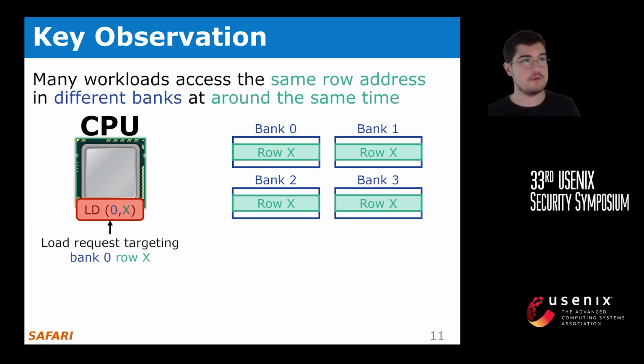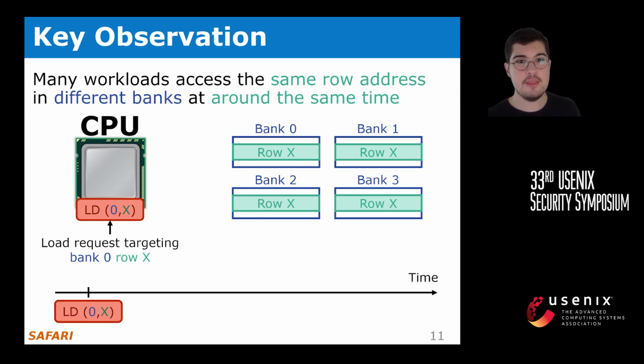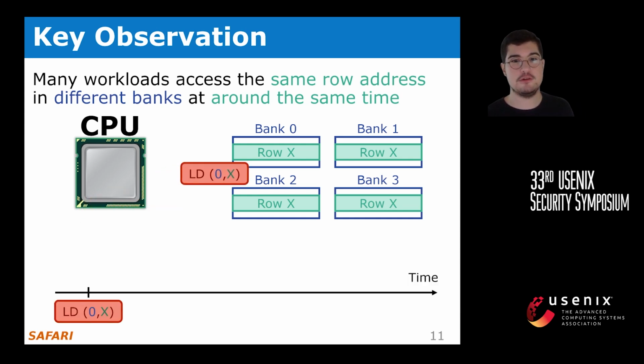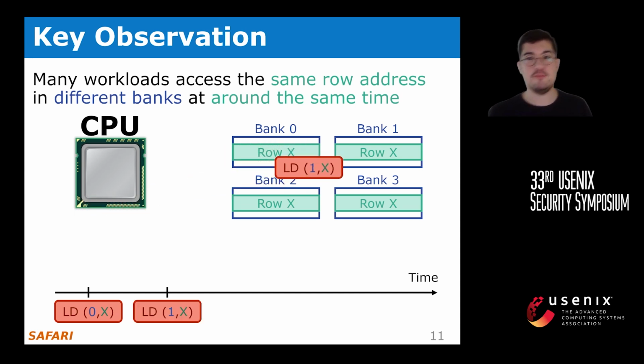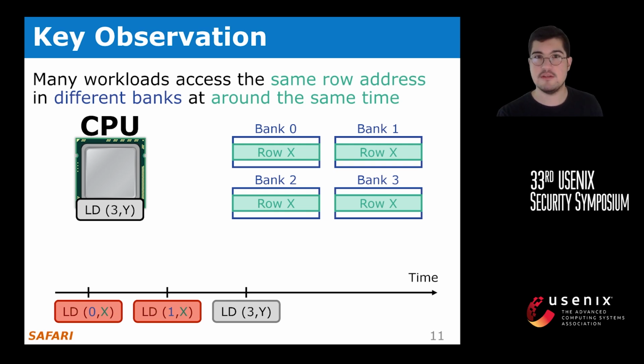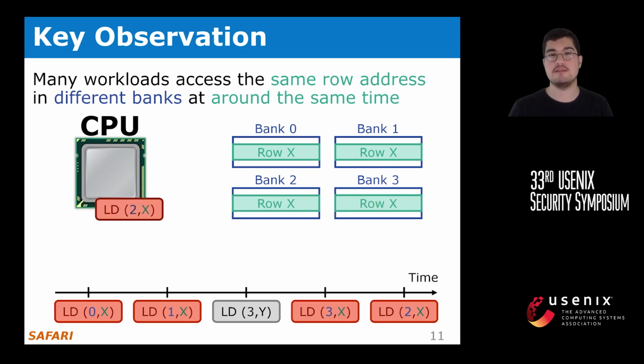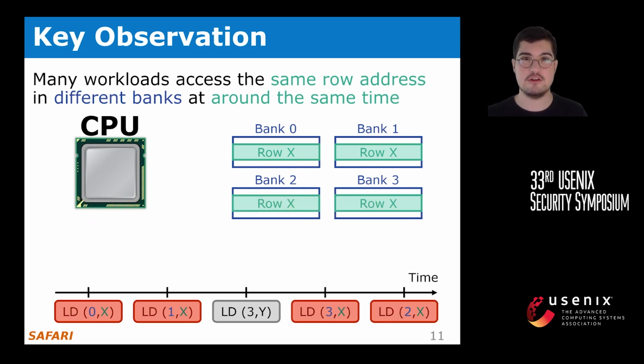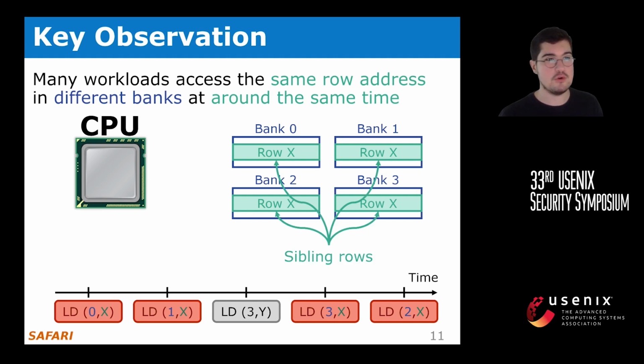A workload running on the CPU generates this load request that targets bank 0 and row X in the beginning of this timeline. Now the CPU issues this request to its target bank and row, and it repeats this access pattern for other banks. There might be other requests that target different rows, but this does not contradict our observation. Eventually, the CPU accesses the same row address across all banks. Now we call the rows with the same row address sibling rows.